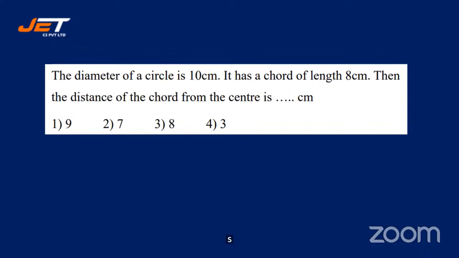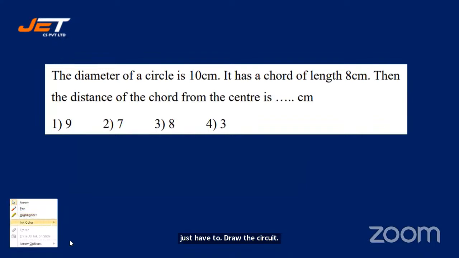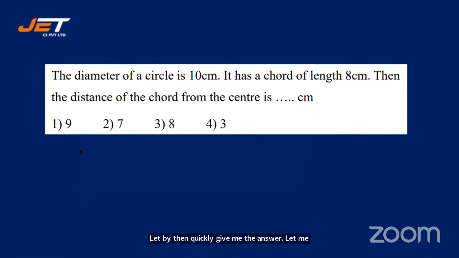Yes. So this can also be explained very easily. You just have to draw the circle. By then, quickly give me the answer. Let me finish the diagram for you. This is a circle, right? So this is the diameter. The diameter is 10, which means the radius should be 5 and 5, isn't it?